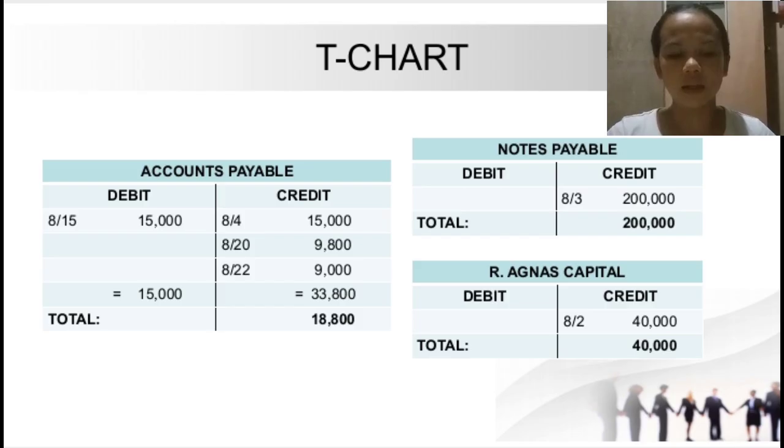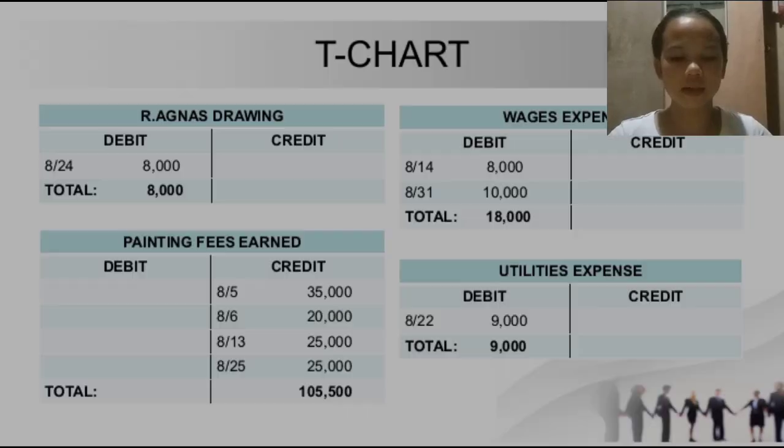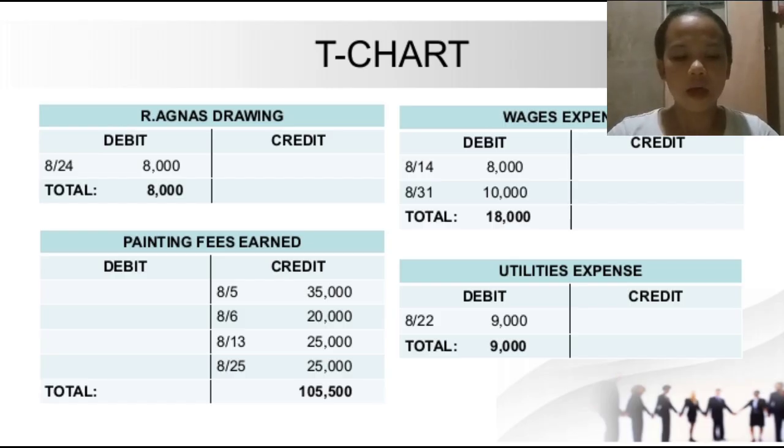R. Agnes Capital has a credit of 40,000 and also a total of 40,000. Next is R. Agnes Drawing, debit of 8,000, and also a total of 8,000. Next is wages expense, debit of 8,000 and 10,000, with a total of 18,000. Utilities expense, debit of 9,000, also a total of 9,000. Next is painting fees earned, credit of 35,000, 20,500, 25,000, and 25,000, with a total of 105,500.